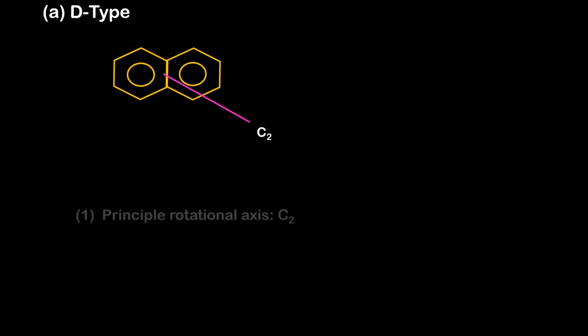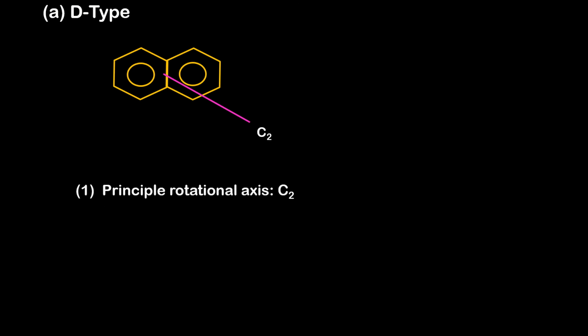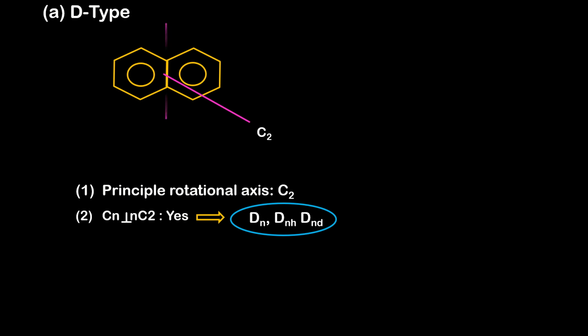Next example is for D type of the molecule, D type of the point group. Here, the first example is naphthalene. In case of naphthalene, there is one C2 principal rotational axis present. Second, is there any Cn perpendicular and C2 present? Yes. So, it belongs to D type of the molecule.